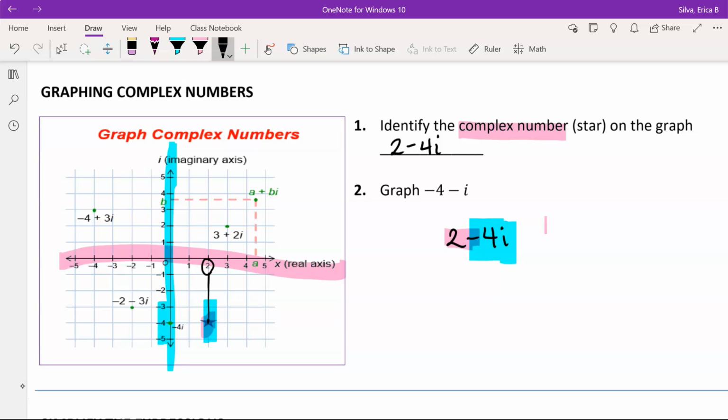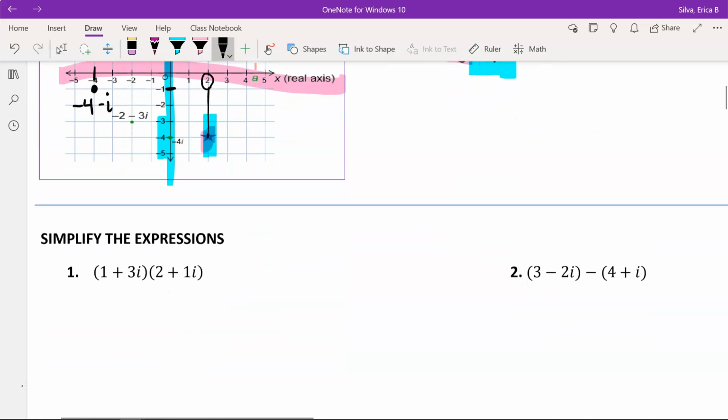Now it's asking us to graph -4 minus i. So on our real axis, we're going to go to -4, which is here. And then on our imaginary axis, we're going to -1, which is right here. So this point here is at 2 minus 4i. And this point here is at -4 minus i. Okay, let's go on to the next one.